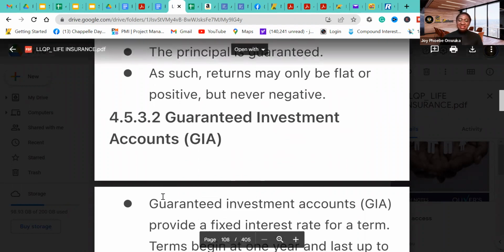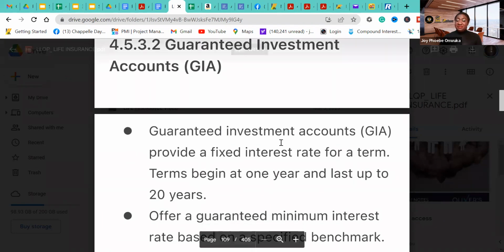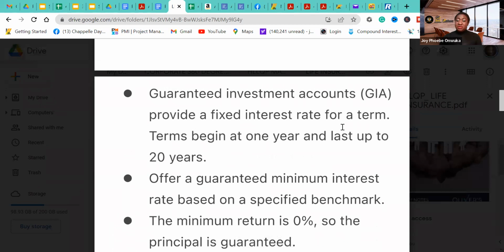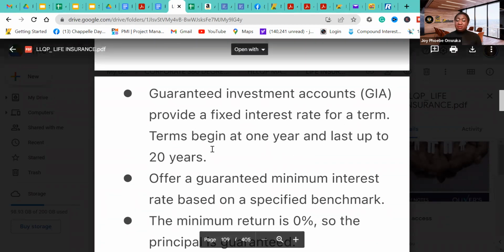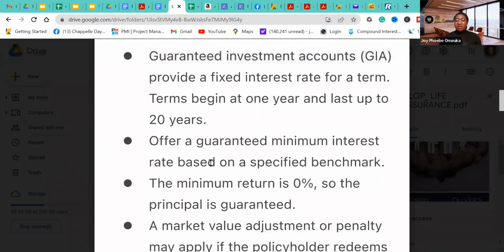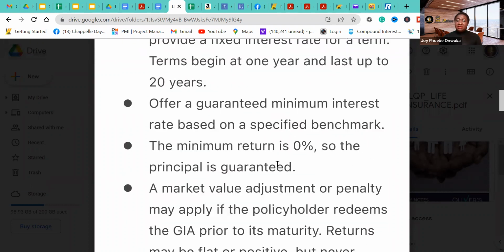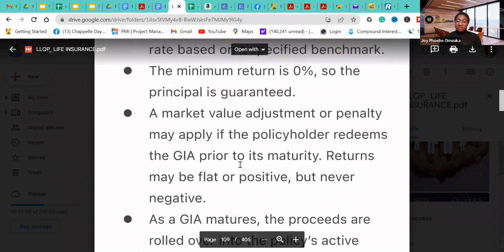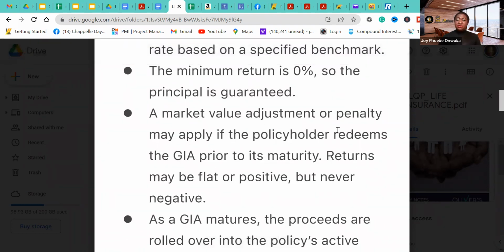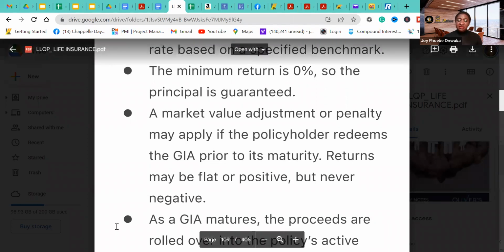Guaranteed investment account, that is GIA. Guaranteed investment accounts, GIA, provide a fixed interest rate for a return term beginning at 1 year and lasting up to 20 years. It offers a guaranteed minimum interest rate based on a specified benchmark. Now the minimum return is zero, so the principal is guaranteed. A market value adjustment or penalty may apply if the policyholder redeems the GIA prior to its maturity. Returns may be flat or positive, but never negative.